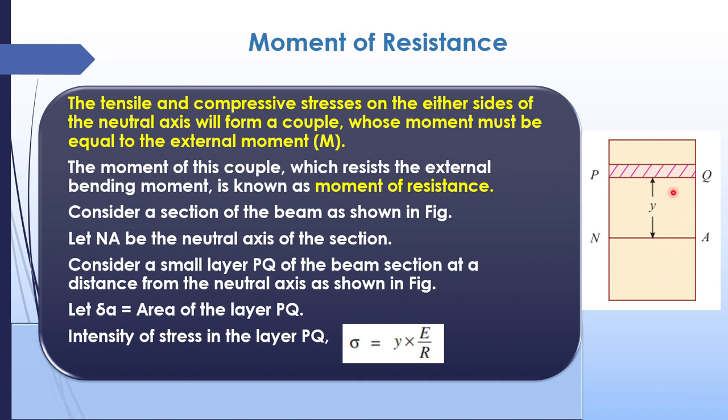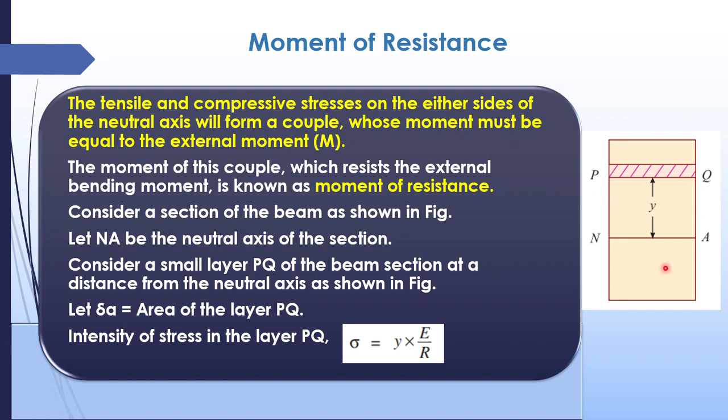Compression is negative and tension is positive, right? So positive and negative, both are opposite in direction and both should be equal. So when two forces are equal and opposite in direction, that forms a couple. So we can say that the tensile and compressive stresses on either side of the neutral axis will form a couple whose moment must be equal to the external moment. So the moment of this couple which resists the external force or external bending moment is known as moment of resistance.